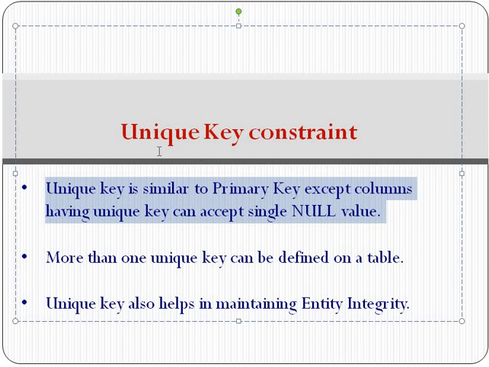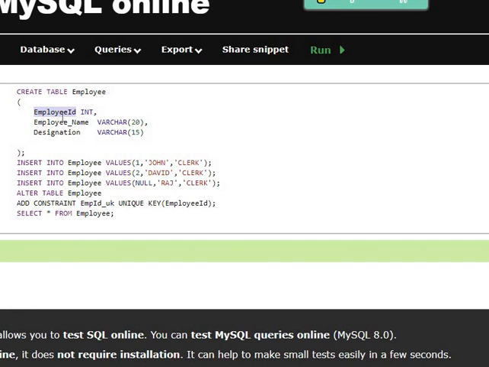But what if we use a unique key constraint instead of that primary key constraint? In that case, if I impose that unique key constraint on our column named employee ID, then it's sure to accept the null values. Now let me put that unique key constraint for the column employee ID instead of that primary key constraint.